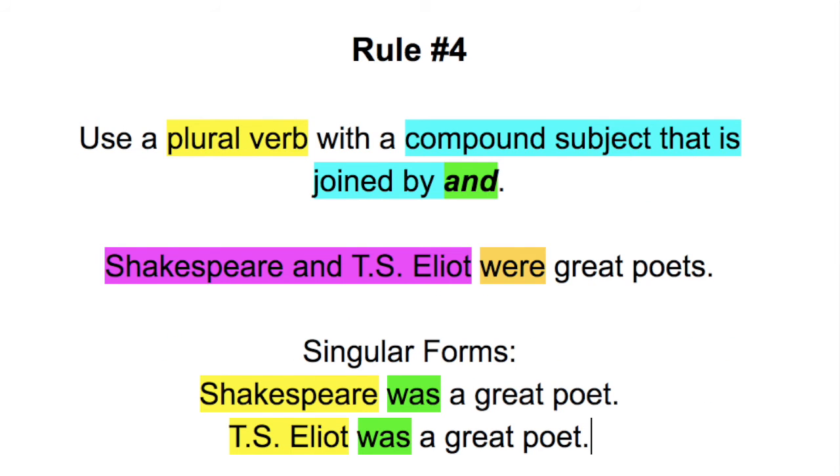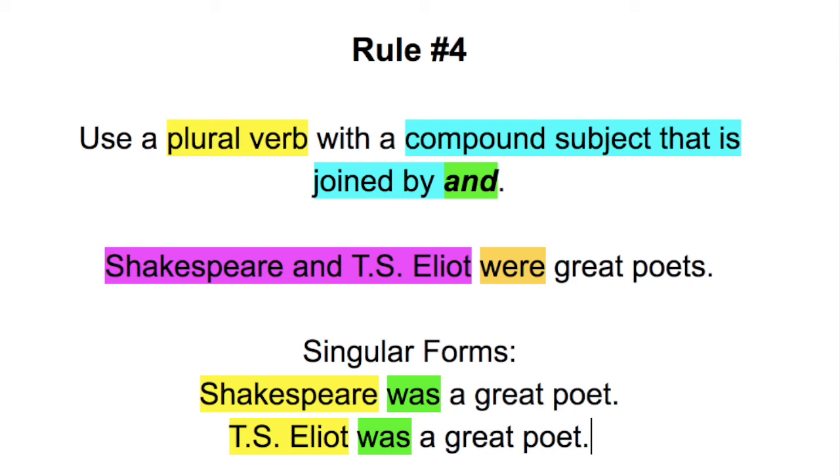All right, the next rule. Use a plural verb with a compound subject that is joined by and. We know when we join things with and that we're adding two things together, right? So let's look at the example. Shakespeare and T.S. Eliot were great poets. Because we're talking about Shakespeare and T.S. Eliot, we're talking about two people, which is more than one. So it would be a plural subject. So because it's plural, we would say were.